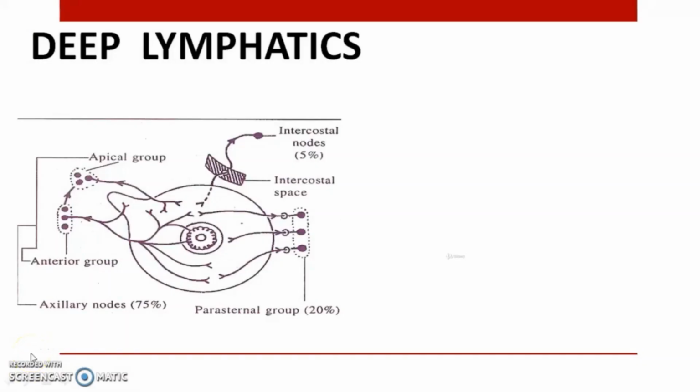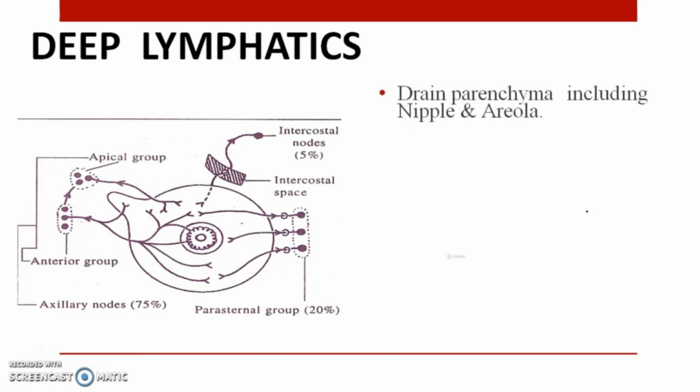Now talking about deep lymphatics. Deep lymphatics are going to drain through the parenchyma of the mammary gland. This parenchyma is drained into 3 groups, especially the axillary lymph nodes, parasternal lymph nodes and the intercostal nodes. That's all about the deep lymphatics. The main thing is the parenchyma including the areola and nipple. Usually in the skin region what we saw is that it excludes the areola and nipple. We saw it divided into 4 regions and how each is drained. Now we are going to talk about deep lymphatics, where the parenchyma is drained along with the areola and nipple.